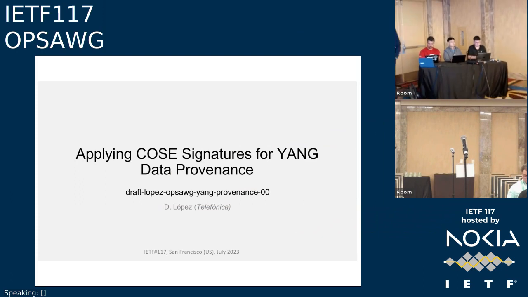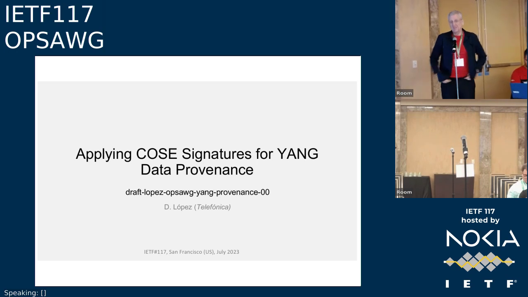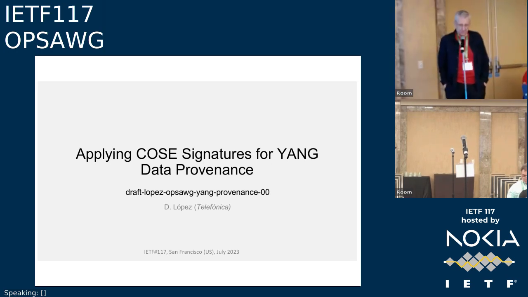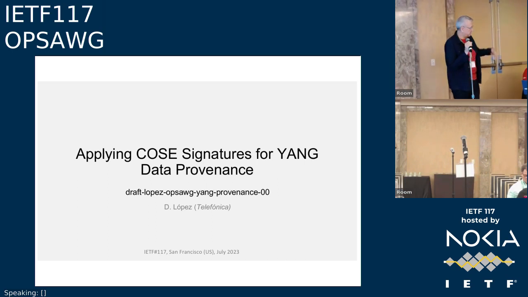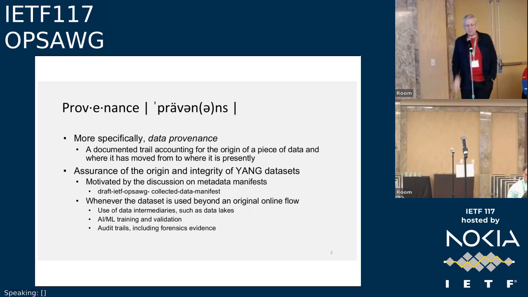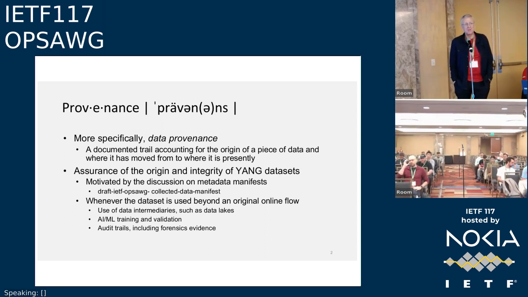Okay, so this is, as Jean was mentioning, a new draft that originated from some discussions inside the metadata draft about guaranteeing provenance and how to do this while using compact signatures. So the idea is to provide provenance of the data. Basically, data provenance is the way in which it's possible to prove the origin of a piece of data and even which different places it has passed through until it's being used. And the idea is to guarantee that a set or a YANG data set can be reused in different scenarios.